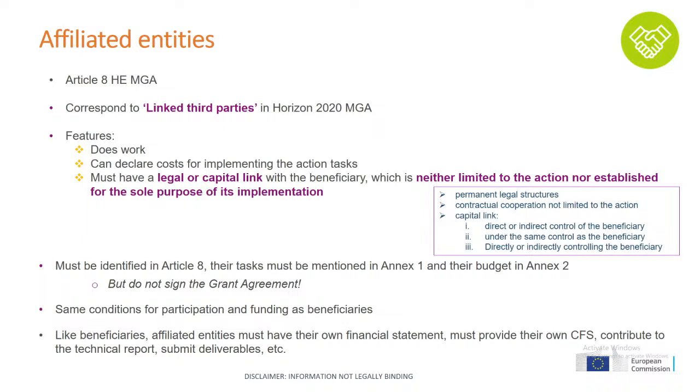Affiliated entities must be identified in Article 8. Their tasks must be mentioned in Annex 1, and their budget must be included in Annex 2. They have the same conditions for participation and funding as beneficiaries. So in practice, this means that they are treated like beneficiaries, and they must have their own financial statement. They must provide the certificate for financial statement if it is needed. They contribute to the technical report, to submit deliverables, and so on.